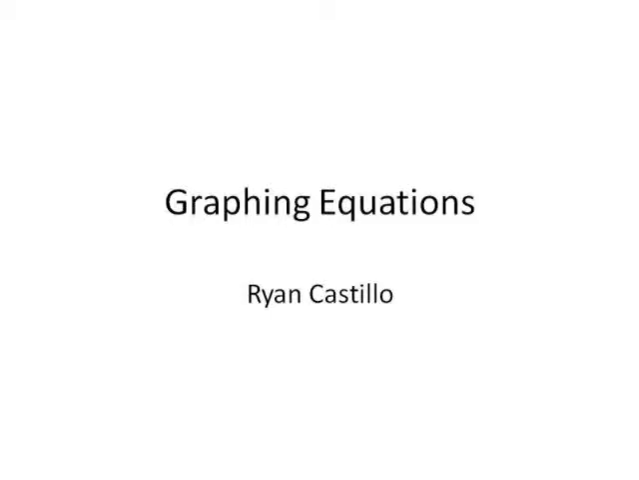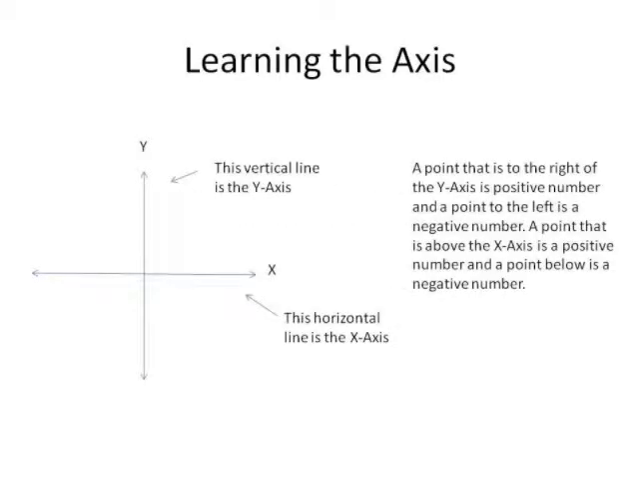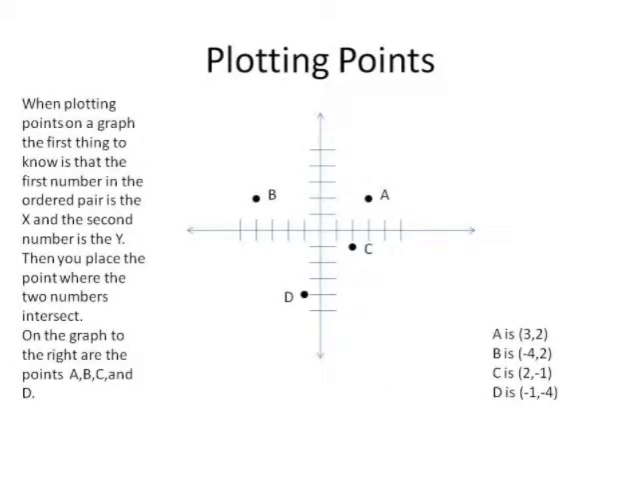The first thing to do when learning how to graph equations is to learn the axes of the coordinate plane. The vertical line is the y-axis and the horizontal line is the x-axis. The points to the right of the y-axis are the positive numbers and the points to the left are negative. The points above the x-axis are positive and the points below are negative.